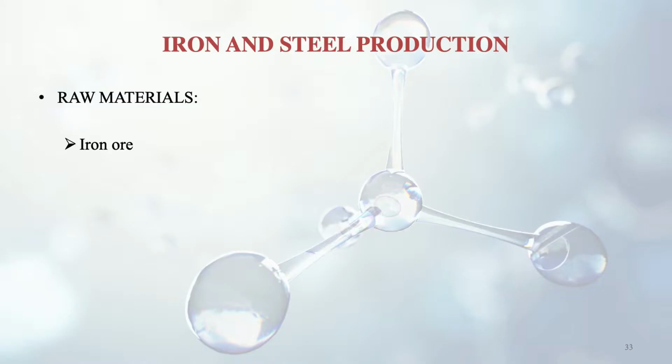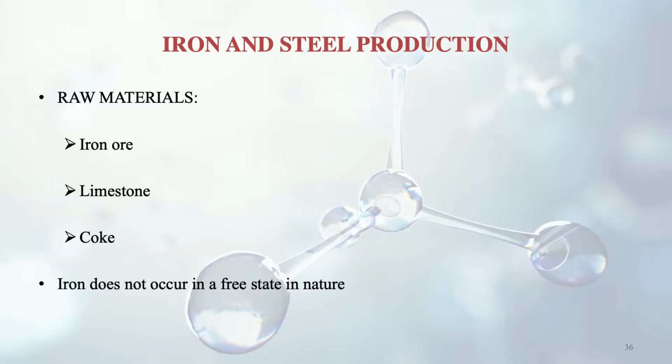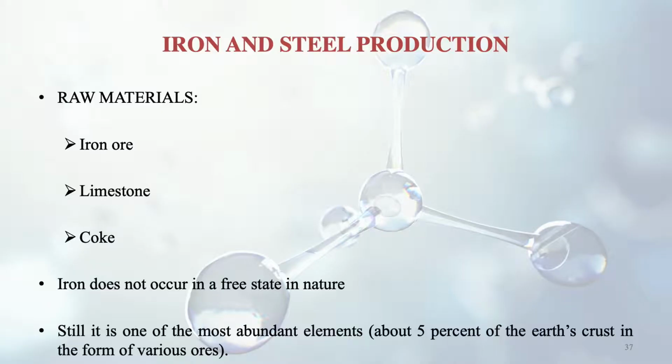So now we start with iron and steel production. What are the raw materials required for iron and steel production? Basically there are three. The first one is iron ore, the second is limestone, the third one is coke. We know that iron as such does not occur in the free state in nature. If somebody says that I want iron in nature itself, directly it is not possible. It occurs in the form of ores. But still it is very abundant in the earth. About 5% of the earth's crust is in the form of various ores of iron.